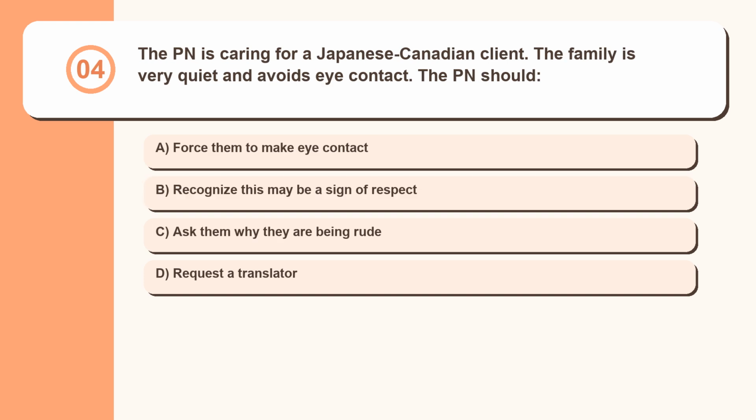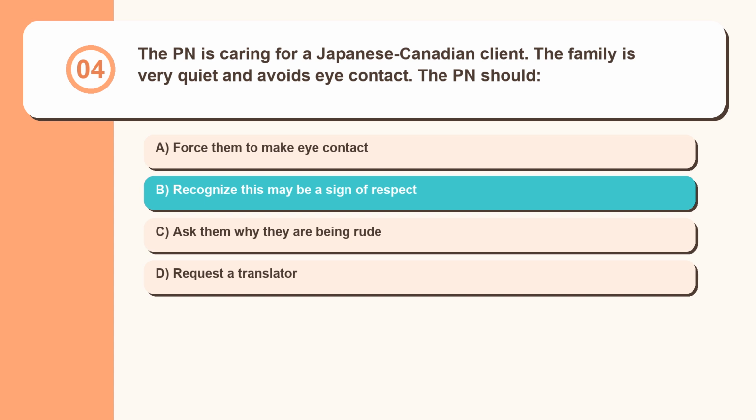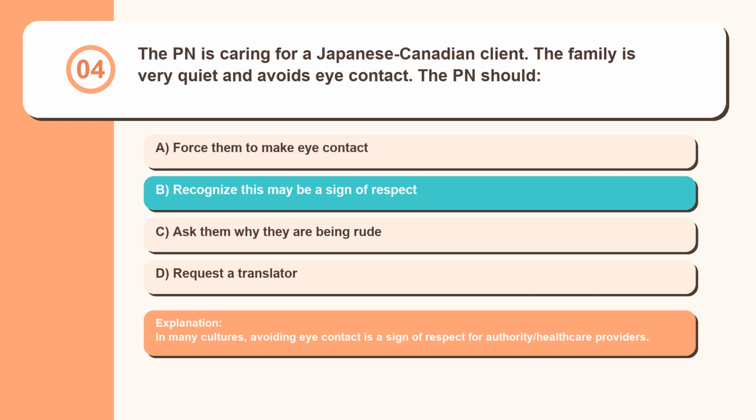Question 4. The PN is caring for a Japanese-Canadian client. The family is very quiet and avoids eye contact. The PN should force them to make eye contact. Recognize this may be a sign of respect. Ask them why they are being rude. Request a translator. In many cultures, avoiding eye contact is a sign of respect for authority and healthcare providers.